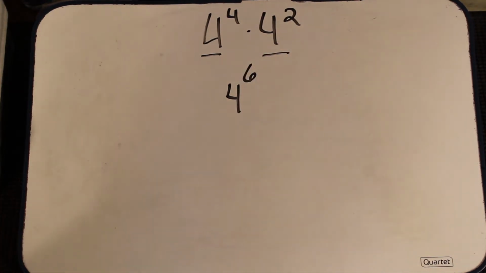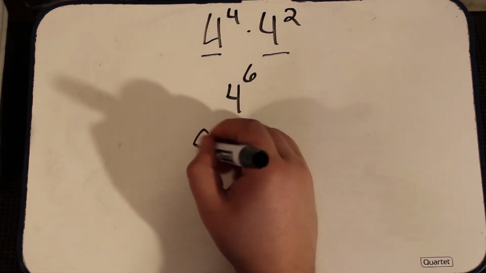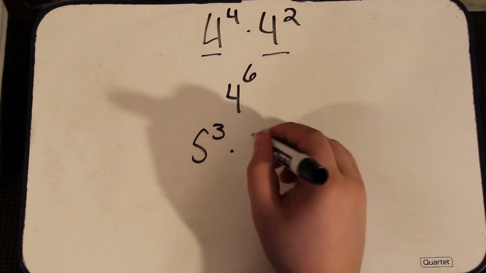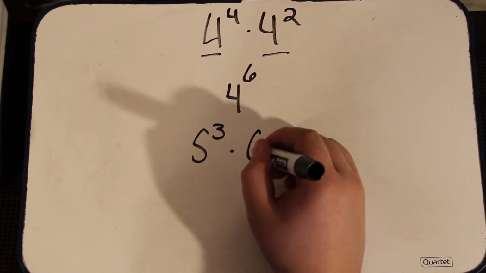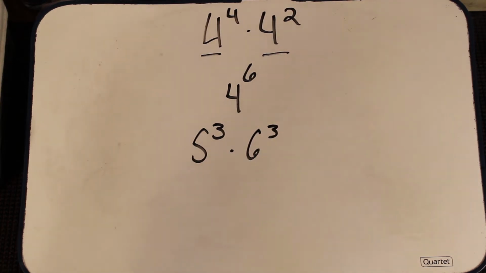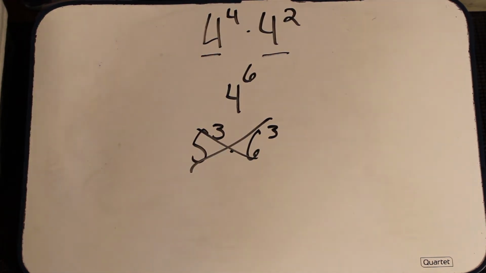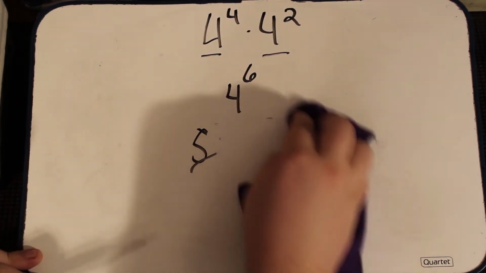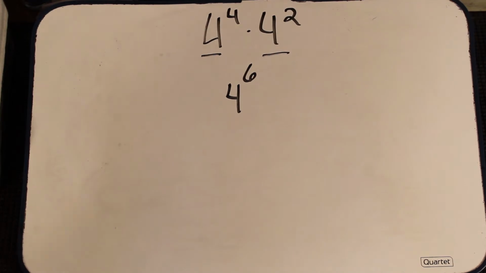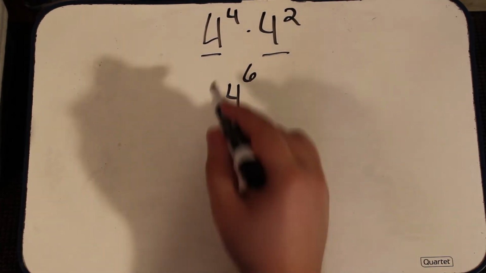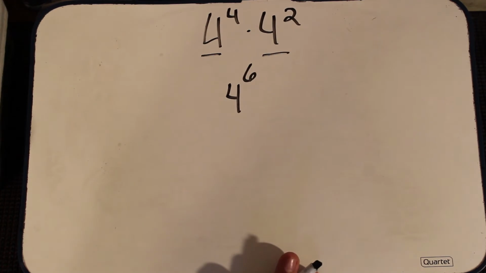Now, you might be asking yourself, well, what if I had something like 5 to the 3rd times 6 to the 3rd? Can I combine the exponents there? No, because it's not the same base. So it doesn't quite work. It doesn't work at all, actually. But we can combine the exponents of like base terms to get a singular term that we can work out.